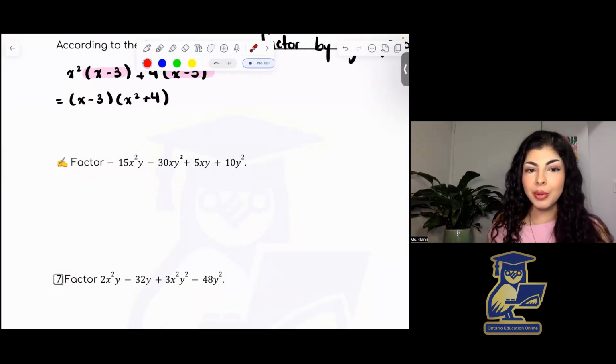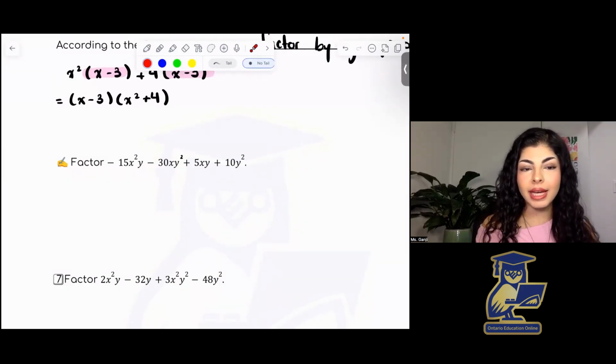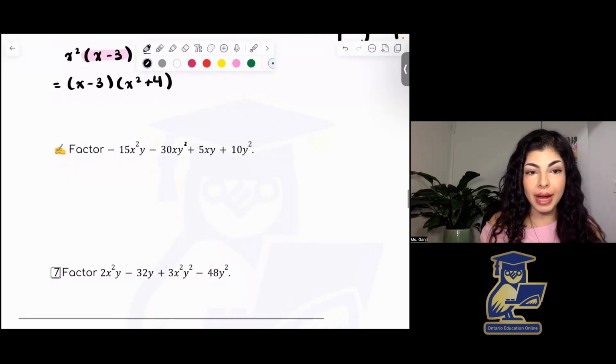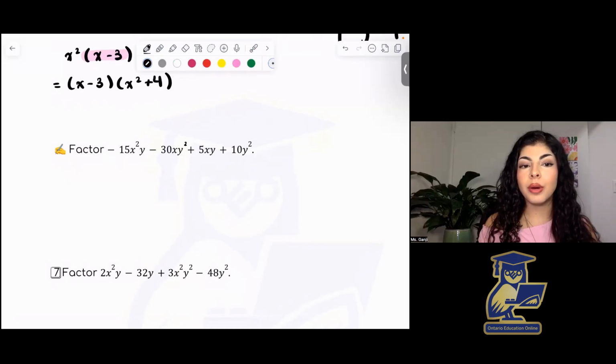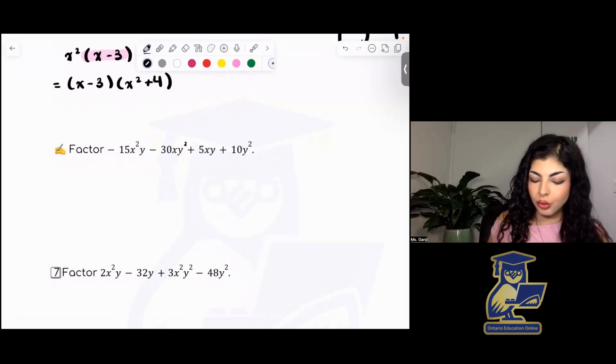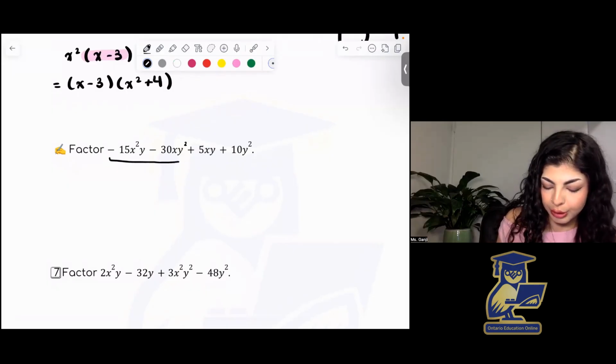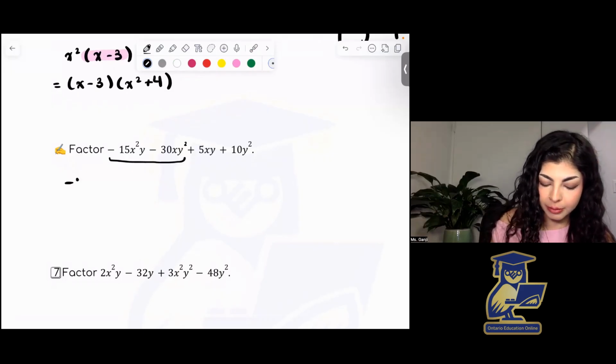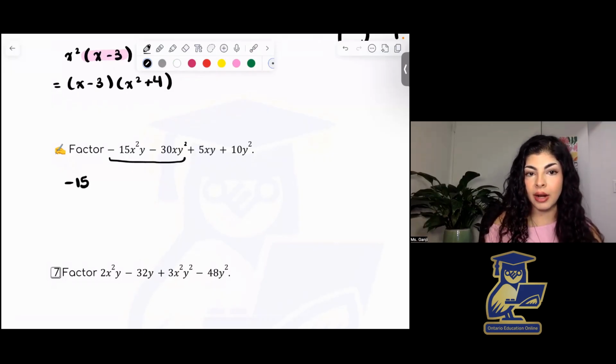So in this example, we have two variables. We have x and y. So we want to make sure when we're factoring out common factors, we are looking at both variables and the coefficients. So looking at the first two terms, we want to first consider the coefficients, -15 and -30. They are both divisible by -15, so I can factor that out.